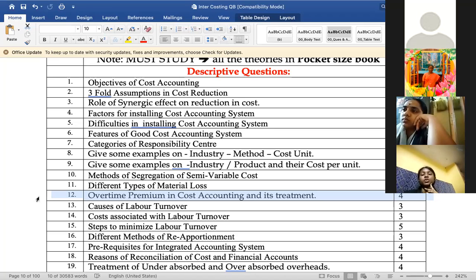Transfer to costing profit and loss account. Which side? Debit side. Debit side. Okay. Manageable? All of you?